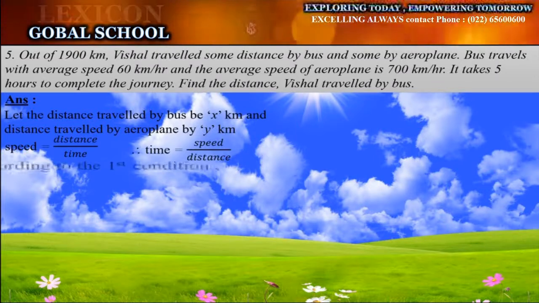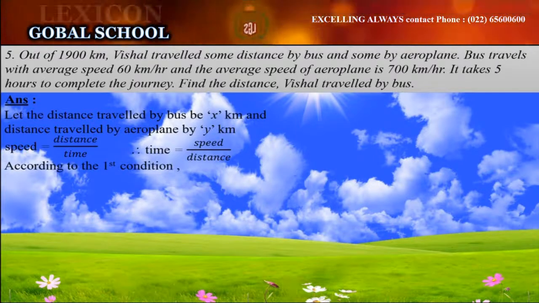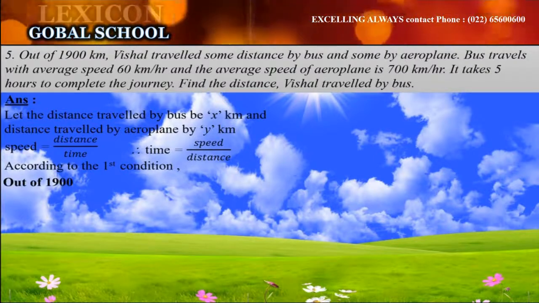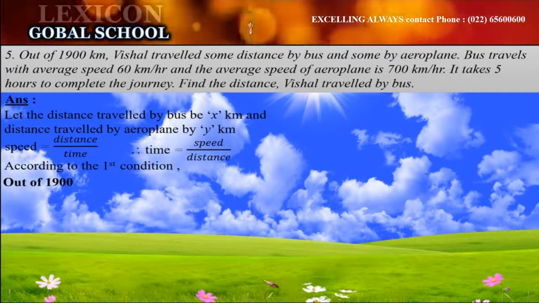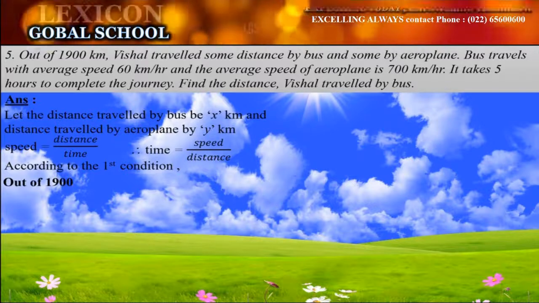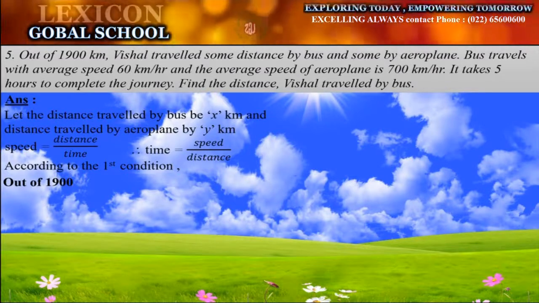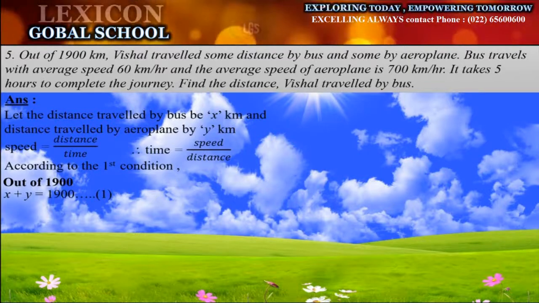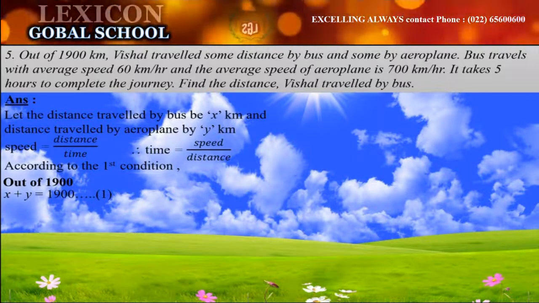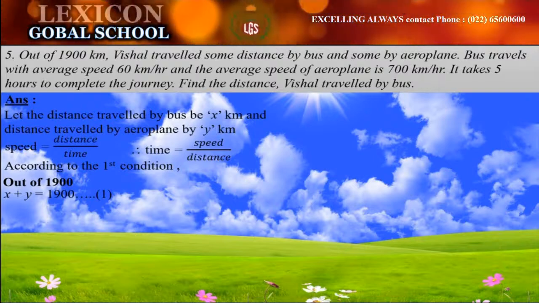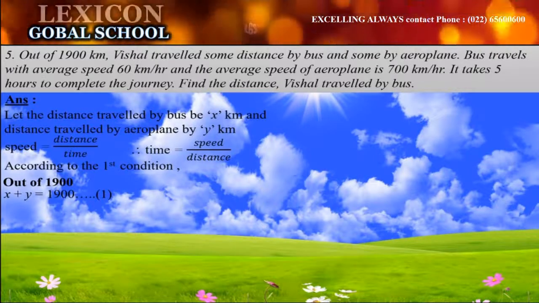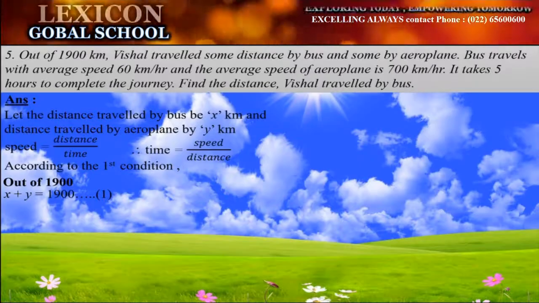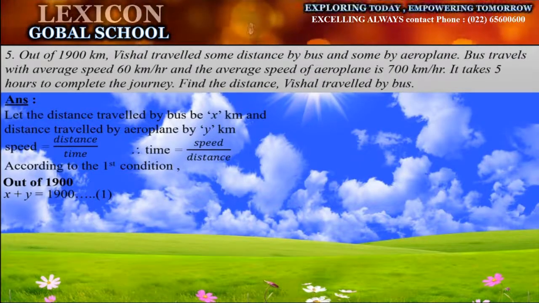So according to the first condition, your first statement says out of 1900 kilometers. That means he has travelled both of the distances, some by bus and some by aeroplane. Therefore, x plus y, where x means the distance by bus and y means the distance by aeroplane. So, x plus y is equal to the total distance, 1900. That would be our equation number 1.